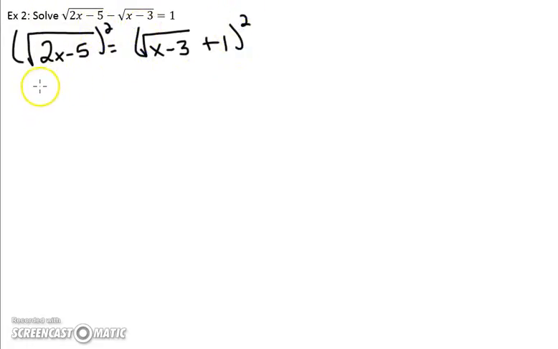So a square root squared is just going to give us the radicand. Now don't make the mistake and just square this and square this. We need to remember that squaring is really just multiplying by itself. So we need to use our distributive property here.